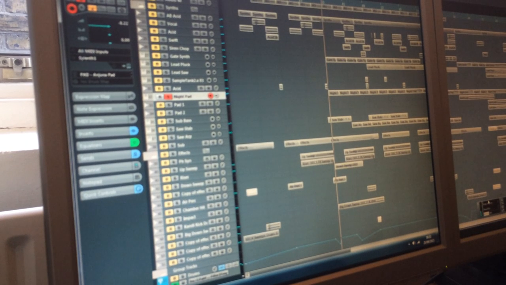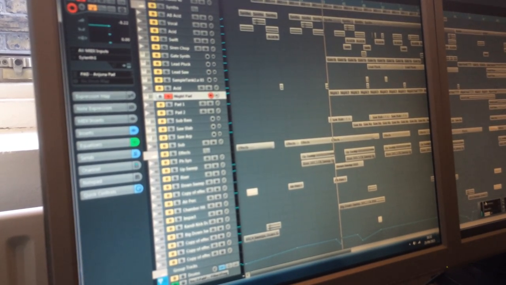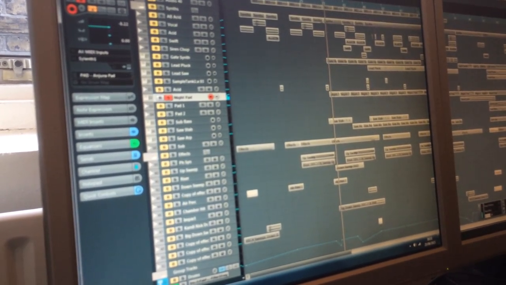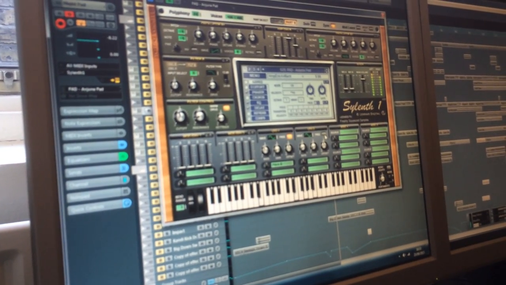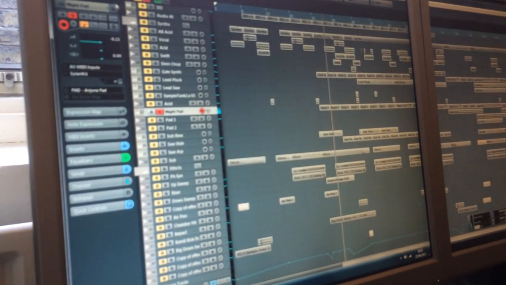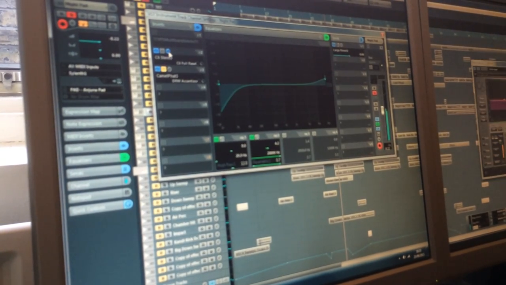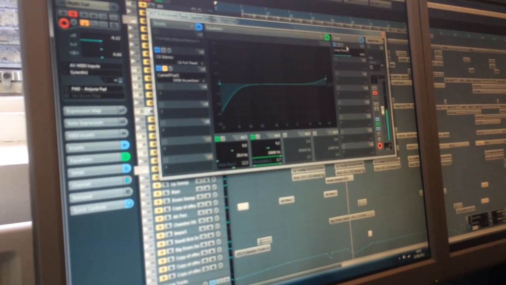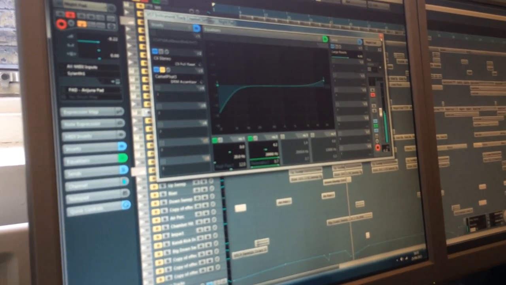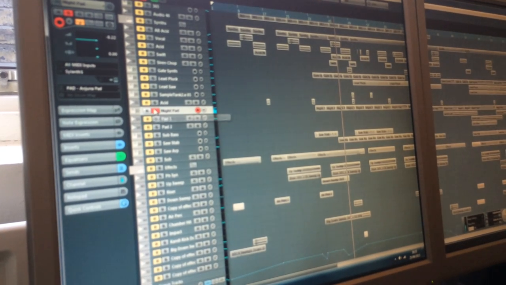Okay, we've got the pad. This is my usual pad. It's in Juno pad as well. Yeah, this is a tweaked patch. Again, C6 multiband compressor on this, reverb, a little bit of EQ. Again, going to a pad bus, which I don't think has much on there.